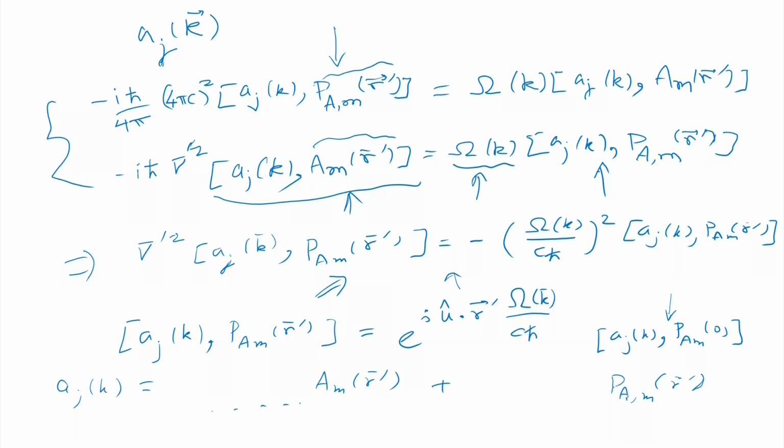So P subscript A implies the momentum conjugate to A. This M carries over from this. The M corresponds to this M. So now how do you do this? I'm going to convince you that this is correct by evaluating the commutators.